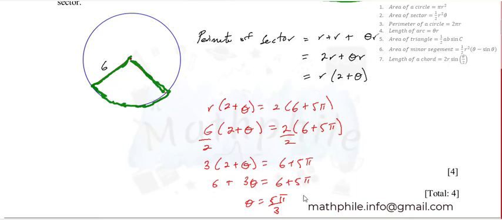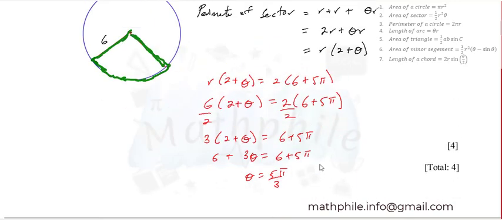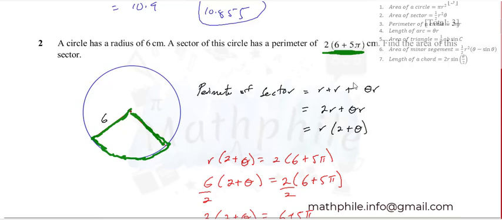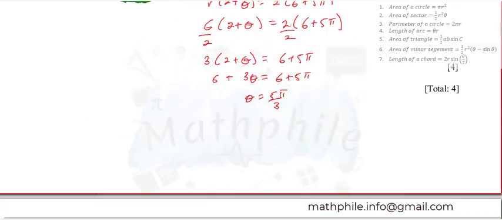But this is not what we are told to find. We were told to find the area of the sector. So area of the sector is going to be part of the formulas that we're given. So area of sector is equal to 1/2 r squared theta. So this will give you 1/2, the radius was given as 6, so times 6 squared, then theta we calculated as 5π over 3.